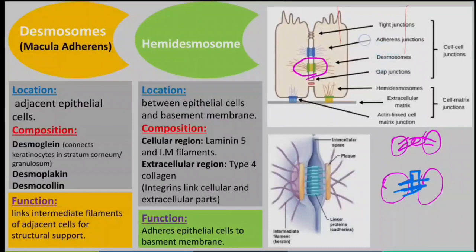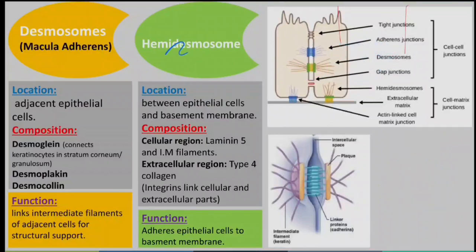So let's come to the next one, that is hemidesmosome. They're also located between epithelial cells, but something new about them is that they will link the epithelial cells to the basement membrane. As you can see over here, this one is our basement membrane, and they are linking the epithelial cell to the basement membrane.